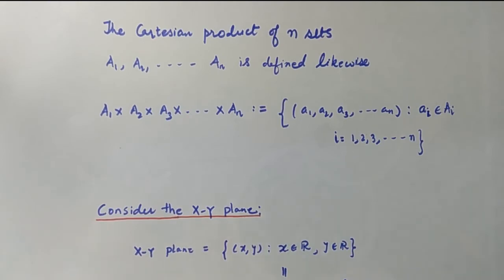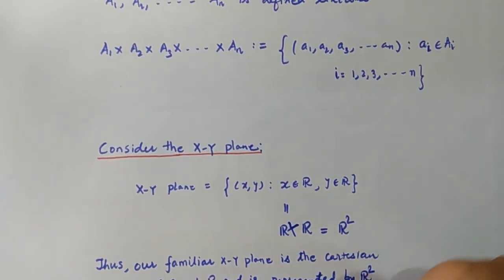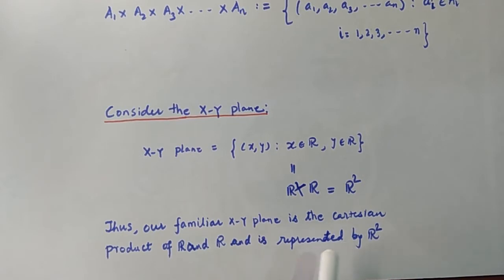Consider the xy plane. We know that the xy plane is nothing but the collection of points of the form (x, y), where each of the coordinates x and y belongs to the set of real numbers. But this is nothing but the Cartesian product of R with itself as per our definition. So the conclusion is that our familiar xy plane is basically the Cartesian product of the set R with itself. R cross R, for the sake of brevity, is written as R2 rather than R cross R. So the xy plane is nothing but R2.